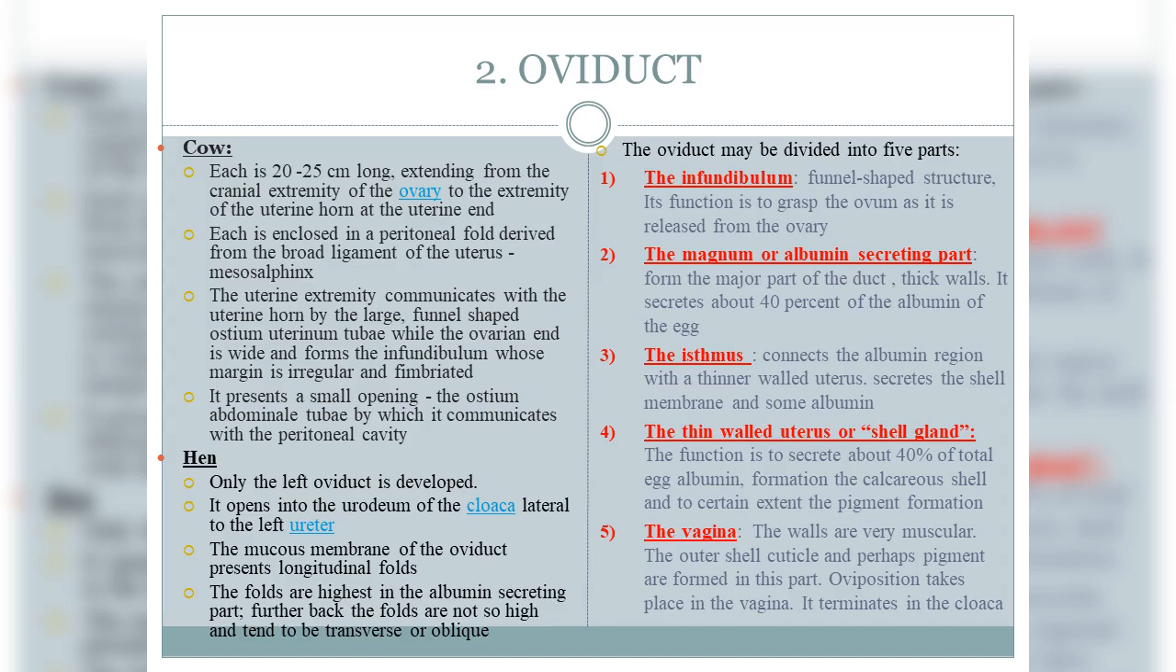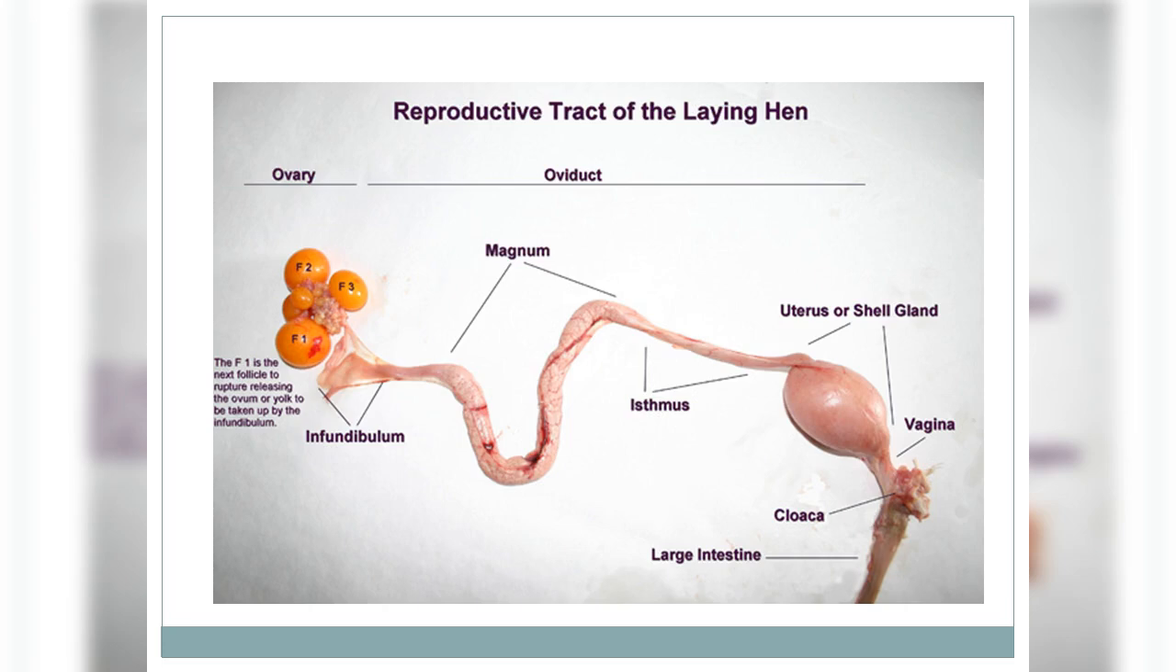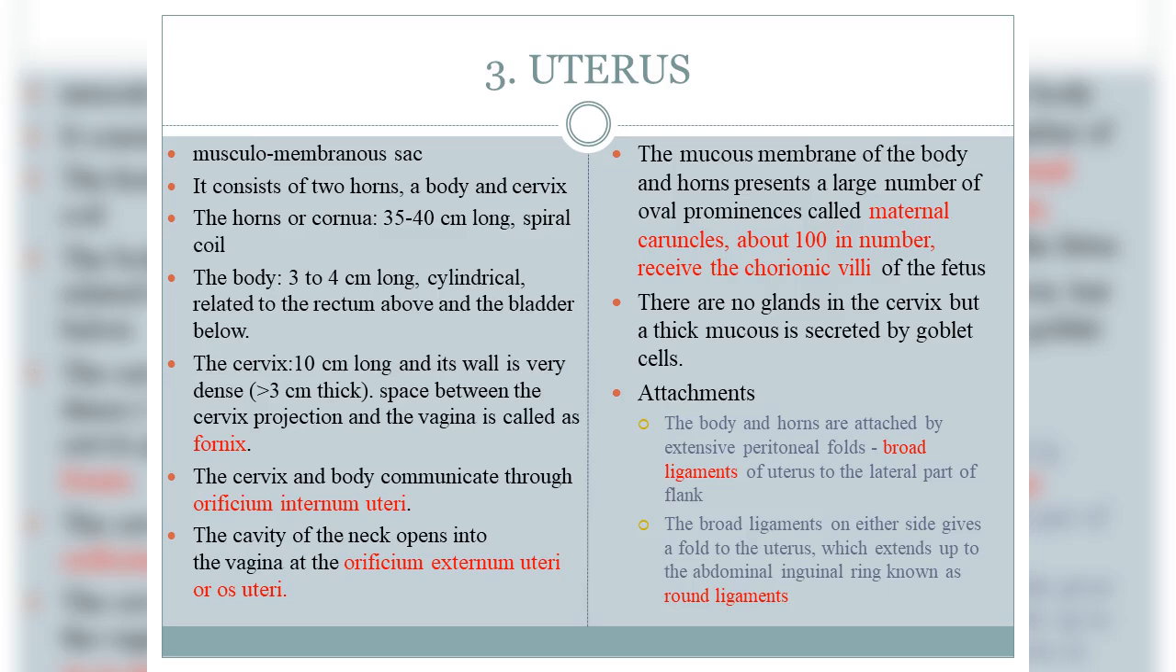The oviduct is a crucial structure for egg transport and fertilization. It is divided into several parts including the infundibulum, magnum, isthmus, and shell gland, each playing a specific role in the reproductive process. In hens, the reproductive tract is specialized for egg production. This diagram illustrates the path from the ovary through the oviduct to the cloaca, highlighting the unique adaptations for laying eggs. The uterus is a musculo-membranous sac that supports fetal development.